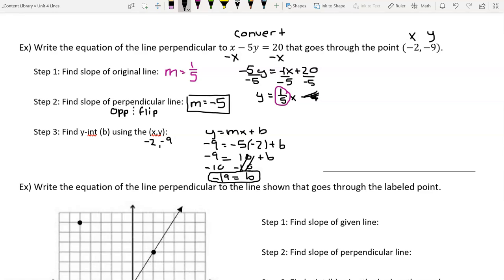Sorry, that's small. Okay, those two are my pieces. I'm done with the original slope. I never used that. All I wanted to do was change that slope and then find my new b. Okay, and we're done.